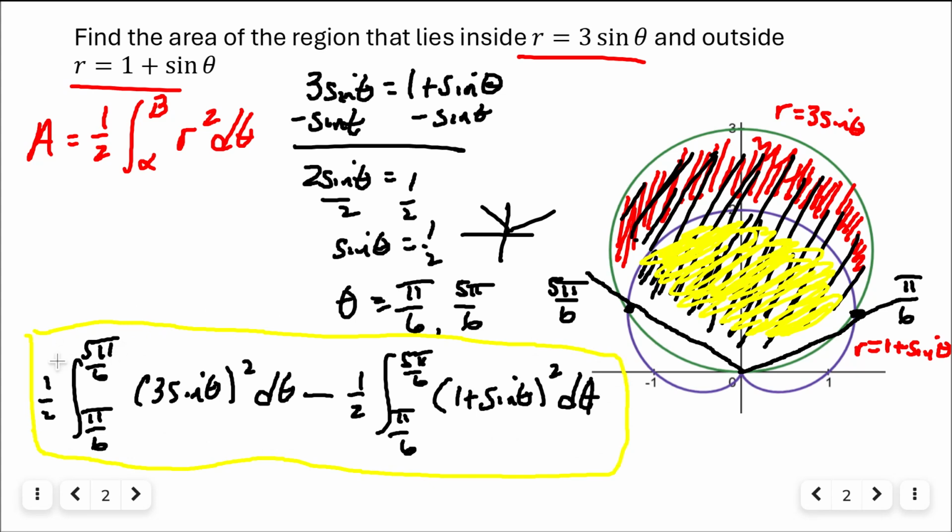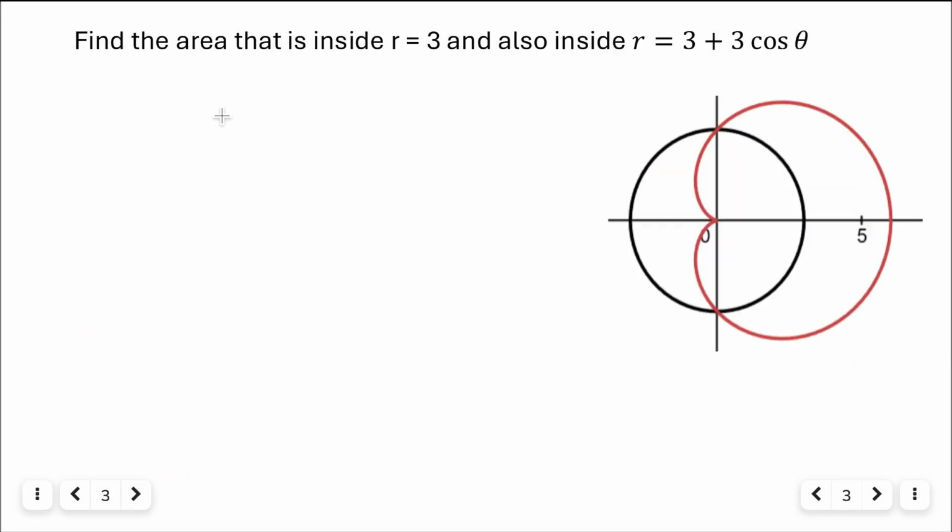You might have to do it by hand if you're in Calculus 2. Calc BC, you can type it in a calculator. If you're in a Calculus 2 class, you might have to do it by hand. Chances are they probably wouldn't make you do it by hand, but you could at least set it up. All right? So that's how we're going to go about doing these. Each one is like its own miniature puzzle that you kind of have to piece together. Okay, let's try another one.